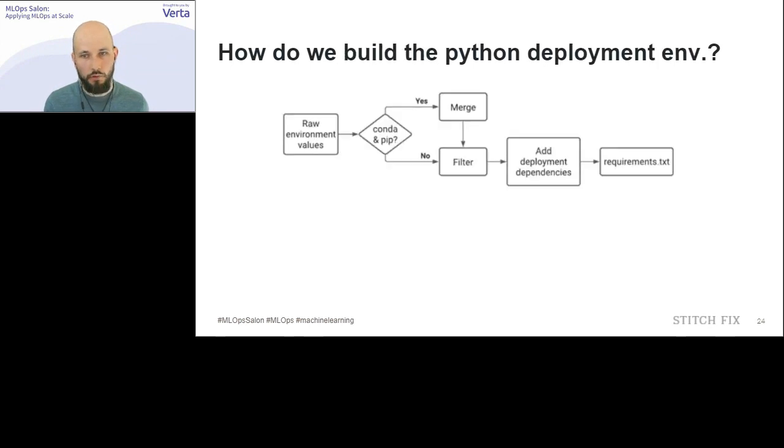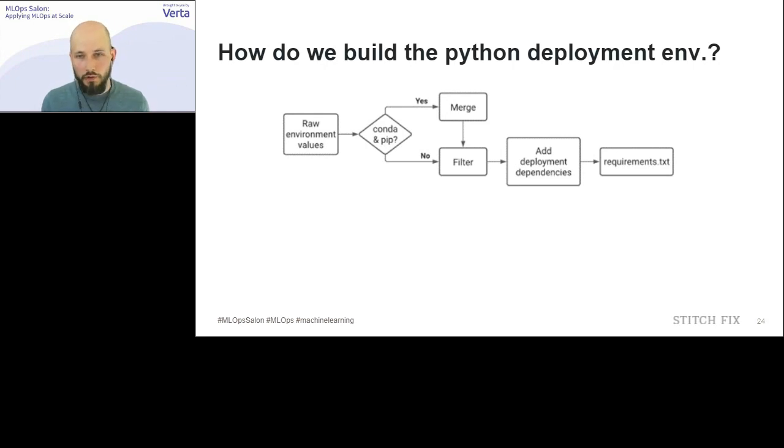So how do we build the Python deployment environment? Here's the flowchart depicting that. Given these raw environment values from the output of conda and pip, if we're in a conda environment, we have to do some merging to get the proper final list of things. If not, we send things through a filter. We then add the deployment dependencies required for our deployment environment, and that's what we finally come up with as the requirements.txt for that.